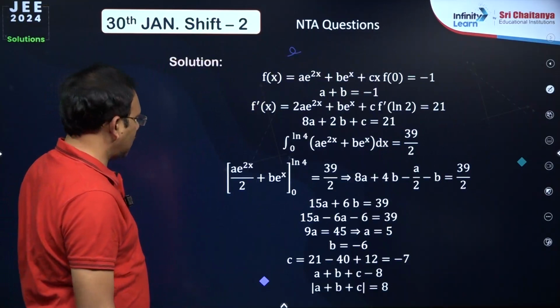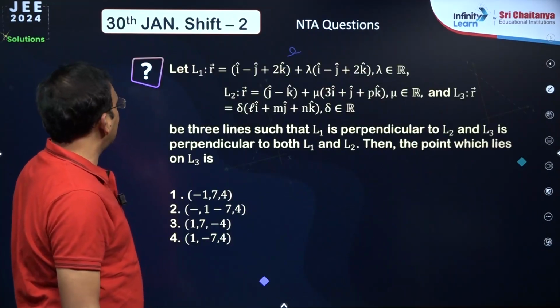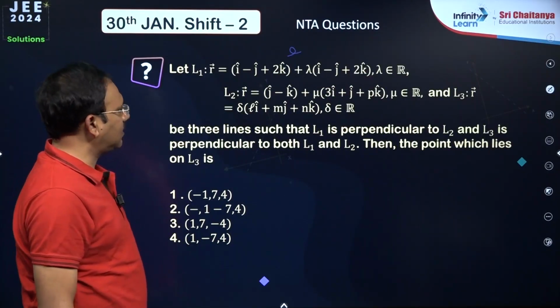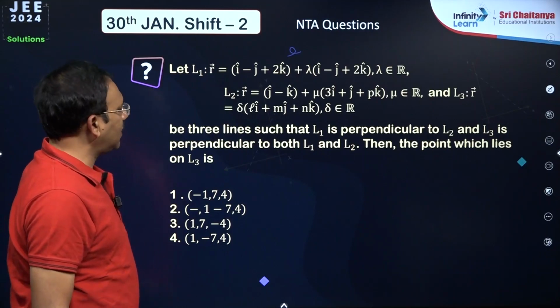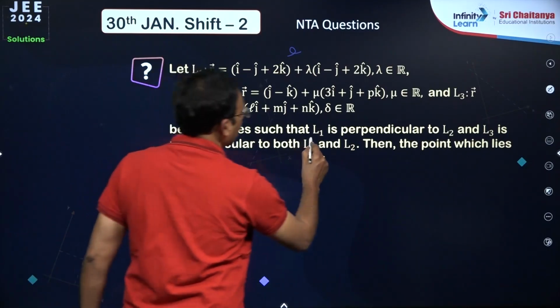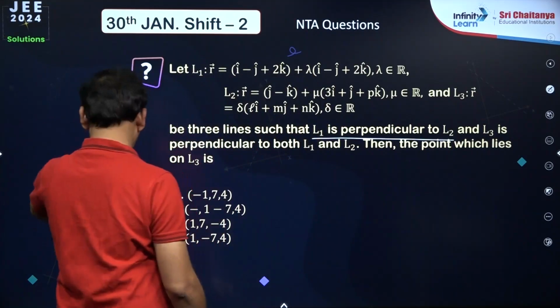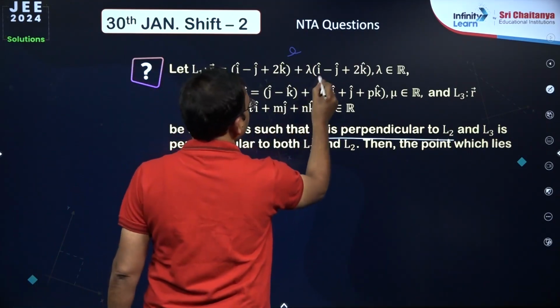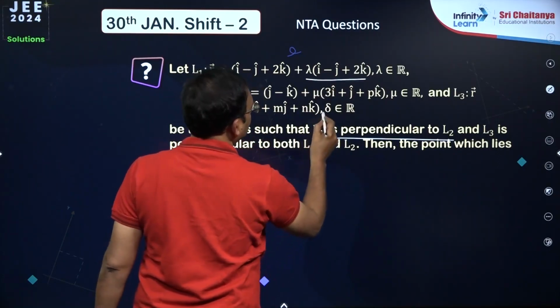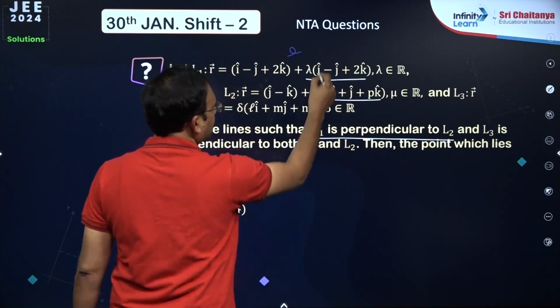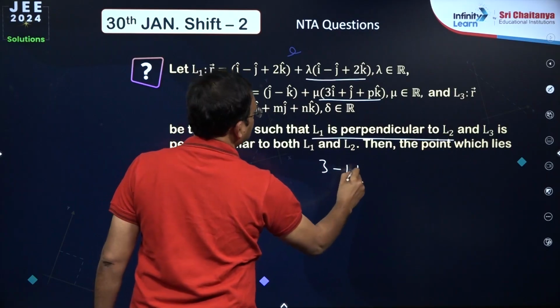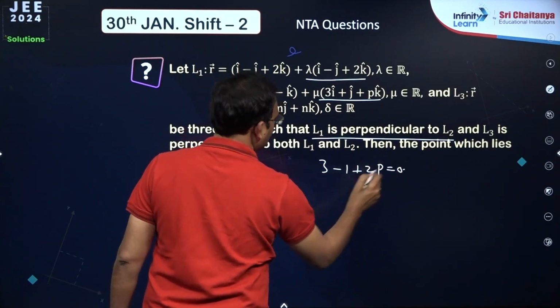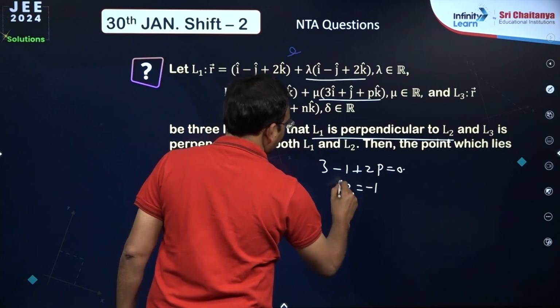The next, dear students, the same thing is done here. Here L1, L2, L3, three lines are given, such that L1 is perpendicular to L2, my dear friends. L1 is perpendicular to L2 in the sense you just take the DRs here, 1, minus 1, 2 and 3, 1, p. The dot product must be 0. This is 3 minus 1 plus 2p, which must be 0. So p must be minus 1, my dear friends.